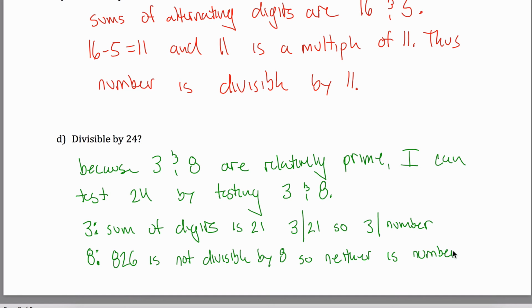I can say that, in order to pass the 24 test, it has to pass both the 3 and the 8 test. It did not pass both of those. So it doesn't pass the 24 test, aka not divisible. And that ends the quiz, so I'll stop the video here.